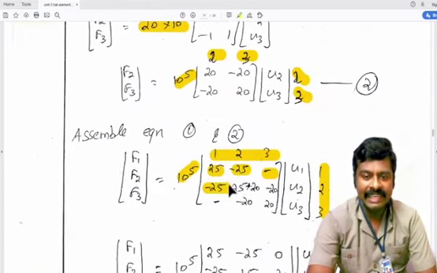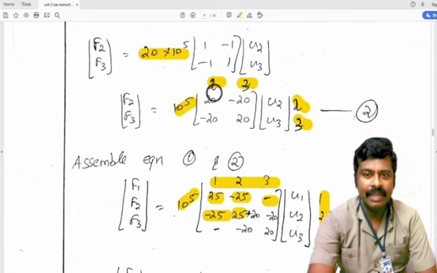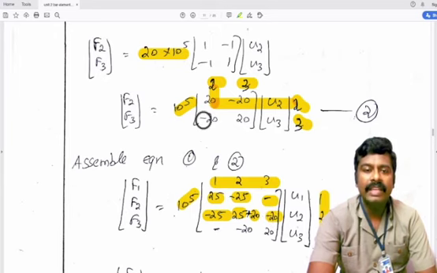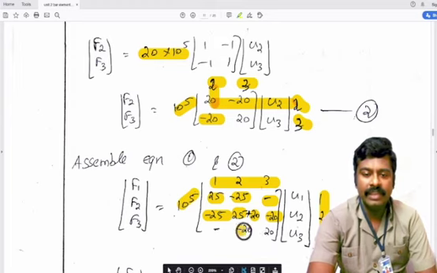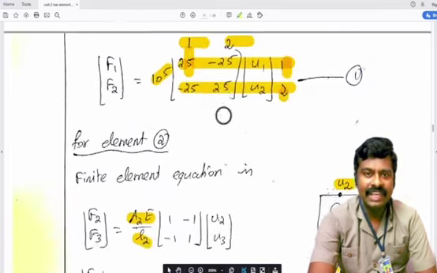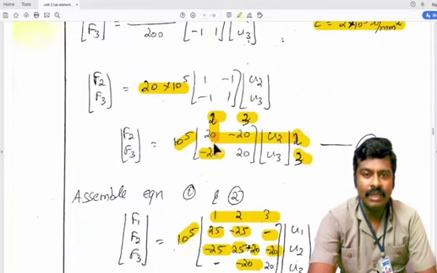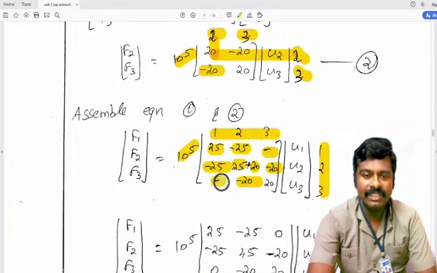And come to the second element. 2 2 is 20, therefore here I put 20. And 3 2 equal to minus 20, therefore here I put 3 2 equal to minus 20. 2 3 equal to minus 20. There is no 1 3. In the first element and second element there is no 1 3. Therefore simply here I put a dash. And 3 3 equal to 20.